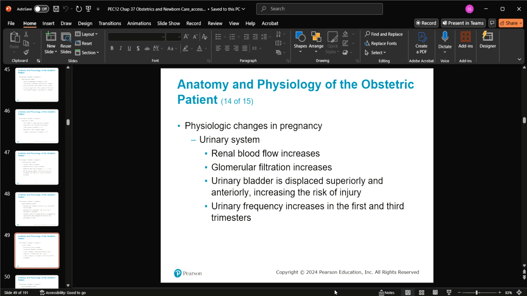So the glomerular filtration rate, what is that? That's called your GFR. It is the number assigned to your kidneys on how well they are filtering toxins out of the body. Because the amount of blood in the woman increases during pregnancy, so does the need for the kidneys to filter everything out. Like it says, renal blood flow. Renal, we're talking about the kidney system. So the GFR also increases because we now have more blood to filter out.